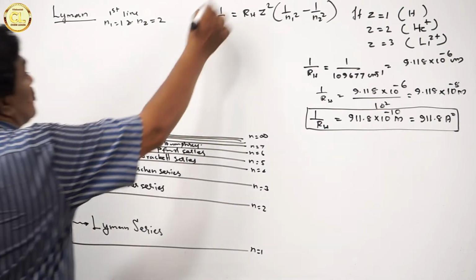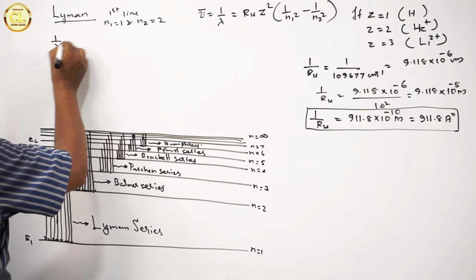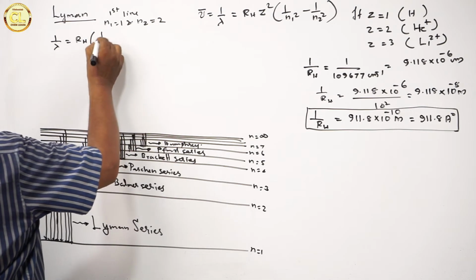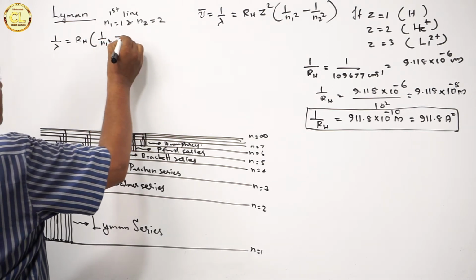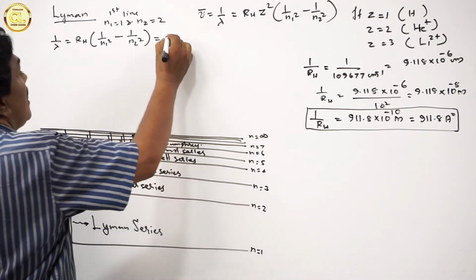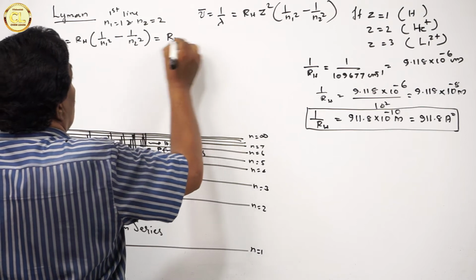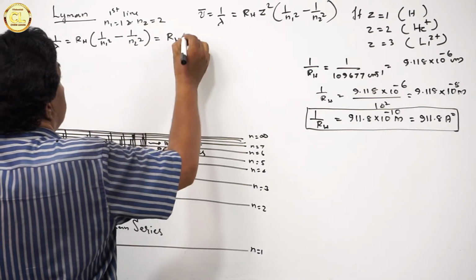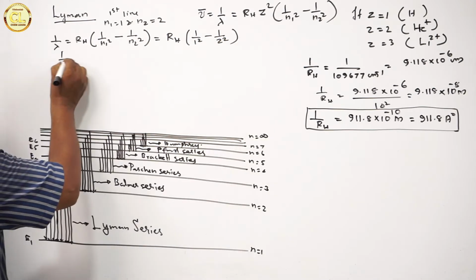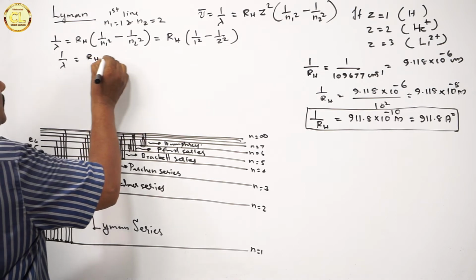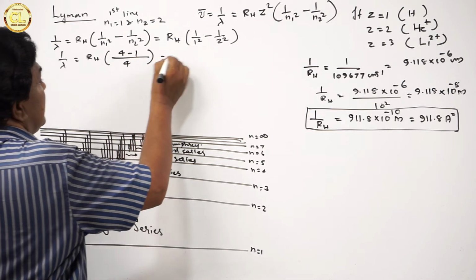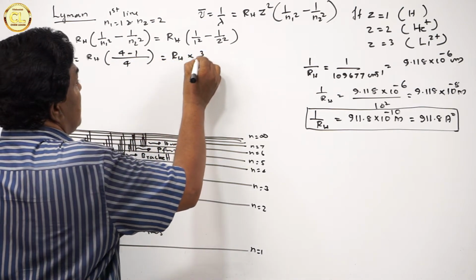Therefore, substituting in the Rydberg formula, 1 by lambda is equal to RH into Z squared, into 1 by N1 squared minus 1 by N2 squared, where Z is 1, N1 is 1 and N2 is equal to 2. That is RH into 1 by 1 squared minus 1 by 2 squared. Therefore, 1 by lambda is equal to RH into, this is 4, this is 4 minus 1, that is RH into 3 by 4.